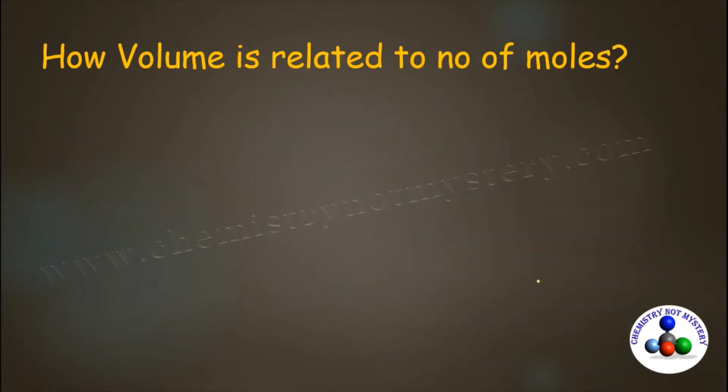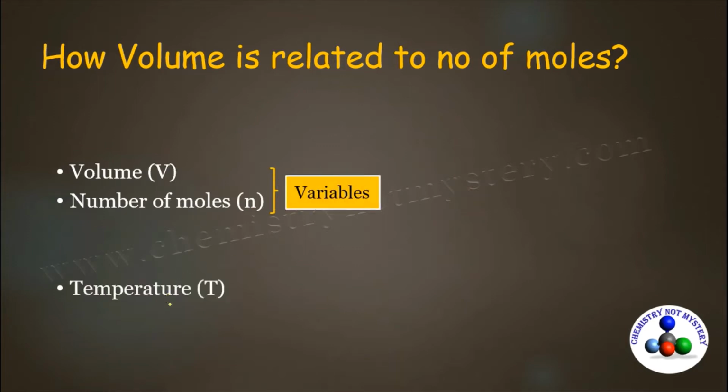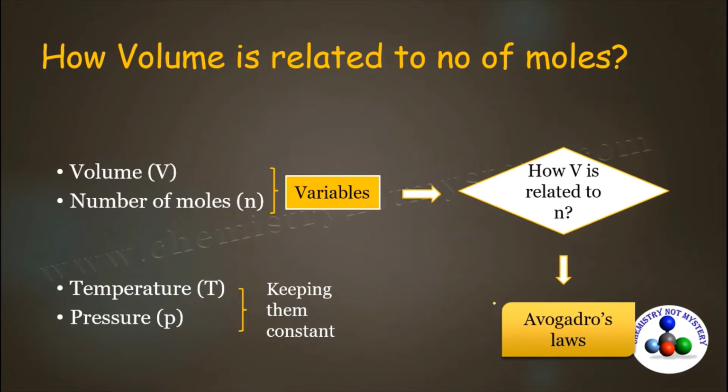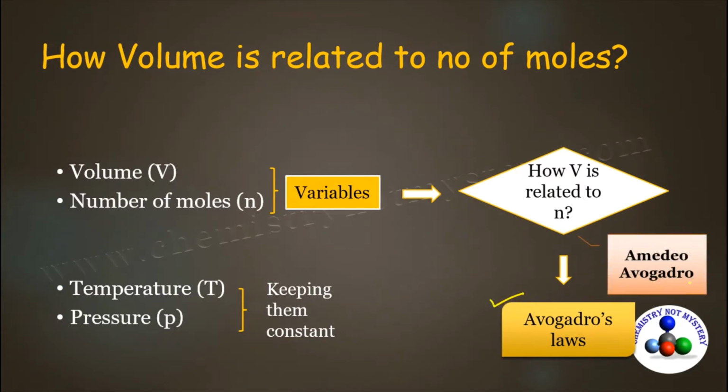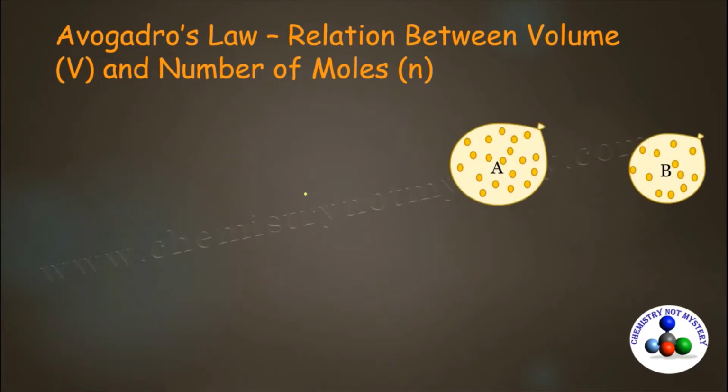Let's try to find out the relation between volume and number of moles. How is volume related to number of moles? Here we have to find the relation between volume and number of moles. The other two variables, that is pressure and temperature, we have to keep constant. The relation between volume and number of moles is given by Avogadro law, and this law was derived by Amedeo Avogadro. So let's see what Avogadro law is. Avogadro law gives the relation between volume and number of moles.